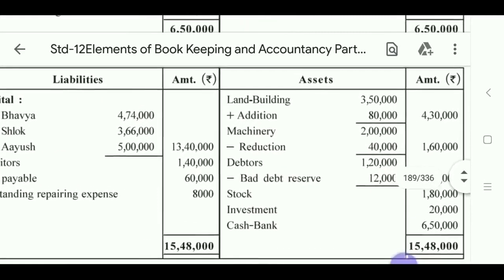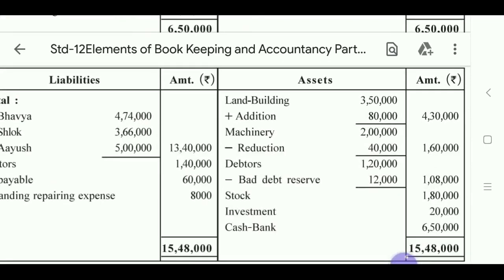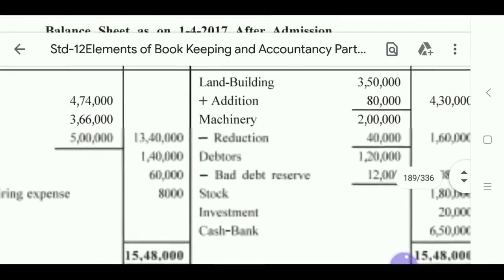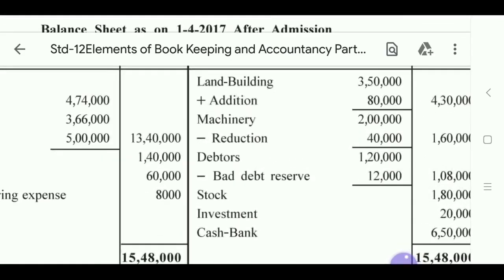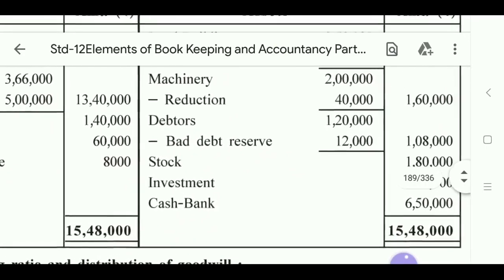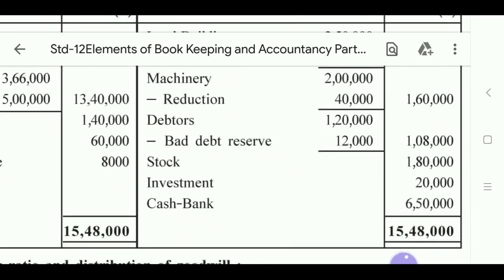So it is 4,30,000 here. Then you can see machine, the new value again 1,60,000. Debtors, I have explained this too. Then you can see there is a stock. There was no adjustment regarding stock. So it is written as it is, 1,80,000.